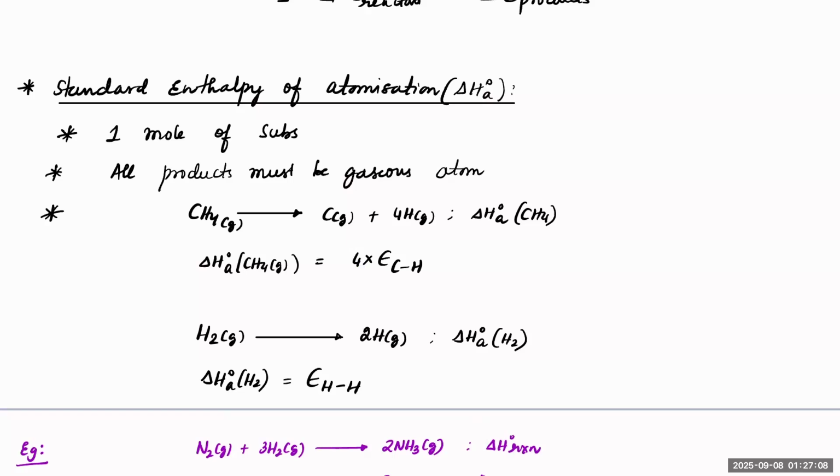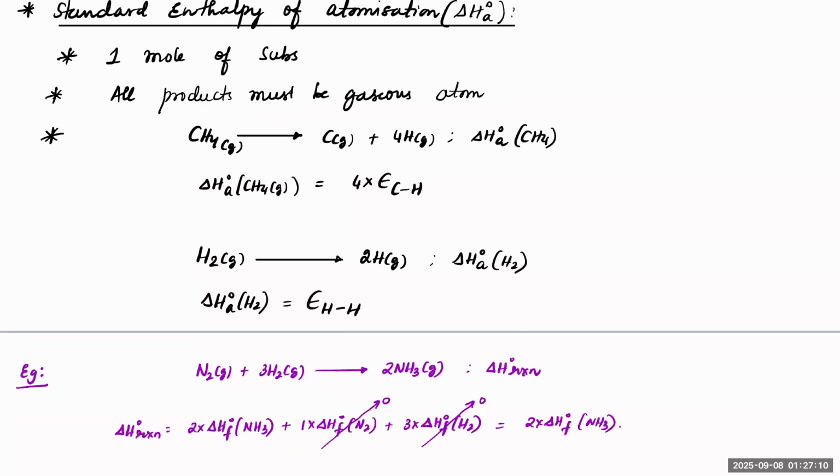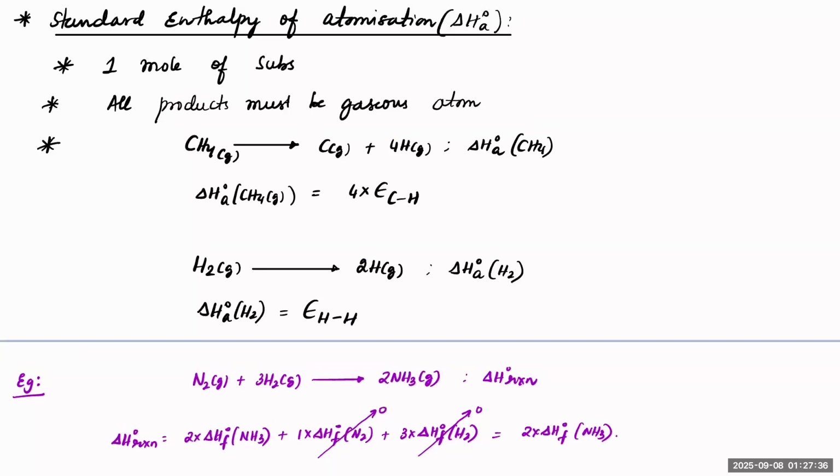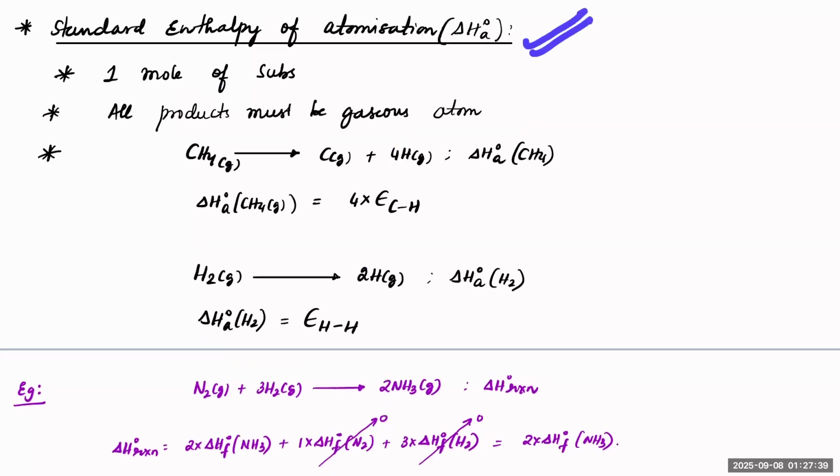Okay, and now check it out. H2 converting into 2H, that is also an atomization. So for simple diatomic species, you will always notice that the atomization enthalpy and the bond dissociation energy will be the same. So delta H naught of atomization of H2 will be epsilon of H-H. Clear? Understood what is standard enthalpy of atomization?